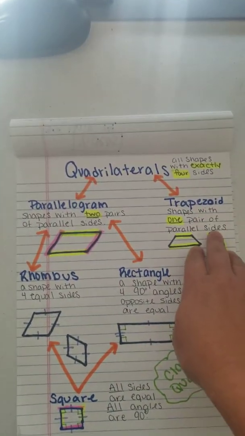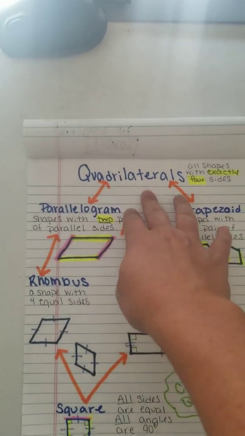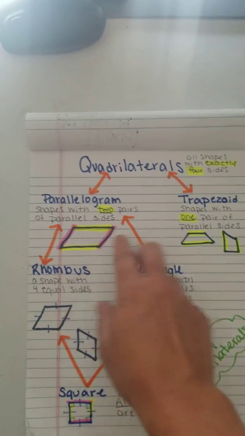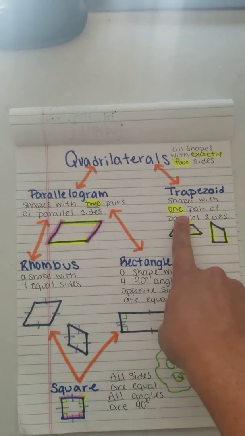If we talk about trapezoids, trapezoids are always quadrilaterals. They have 4 sides. They are never parallelograms because we only have 1 pair, okay?